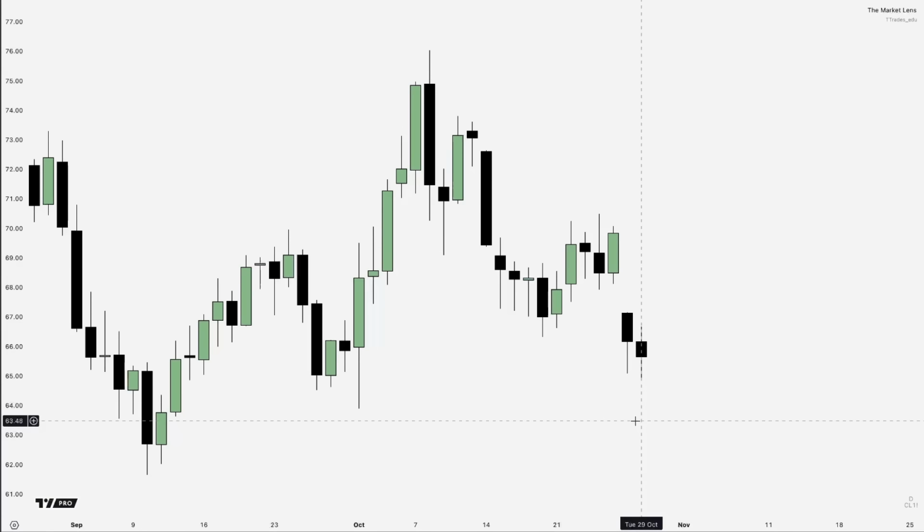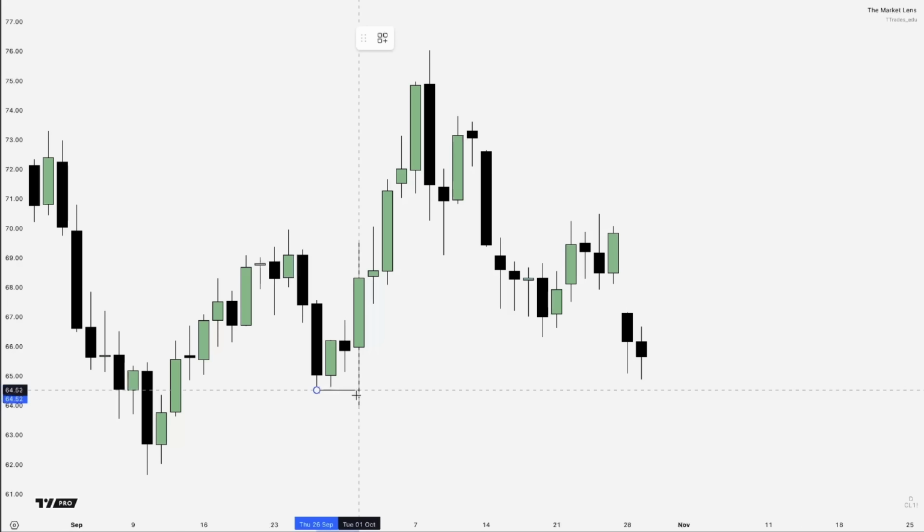So here we are with our first example, and we'll be going from the daily to the hourly to the 5-minute. So the daily is where I will derive my bias, my hourly will be my structure or my supporting time frame, and then my 5-minute for my entry. So taking a look at the daily here, we can notice we have a swing low down here, but it has been swept. So this is creating high resistance liquidity.